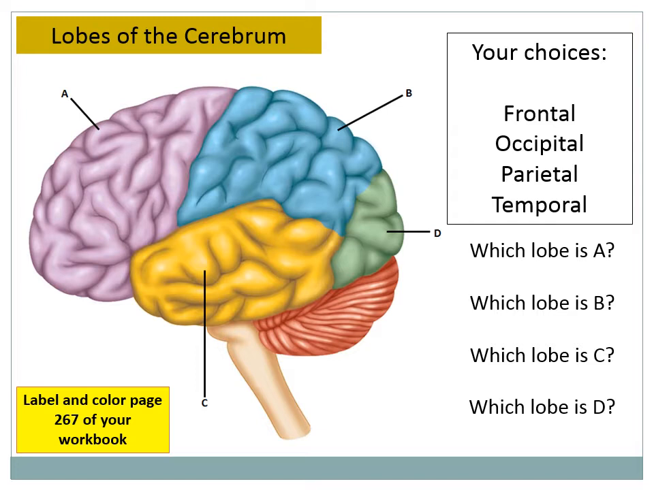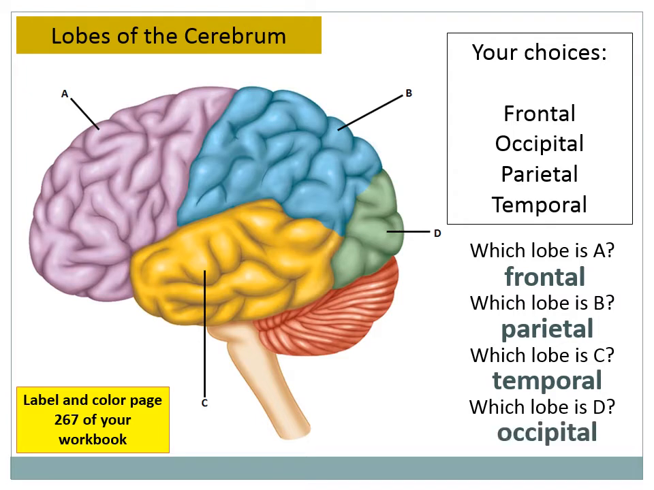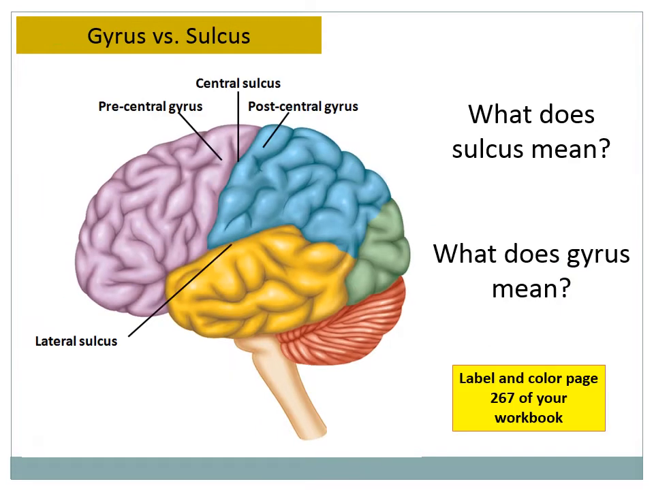So what would lobe A be? Good, that is the frontal lobe. What would B be? Yep, parietal. C. Good, temporal. And D would be occipital. We know this based on the location, based on what we already know about bones, based on what we know about regional terms. We also have these things called gyrus and sulcus.